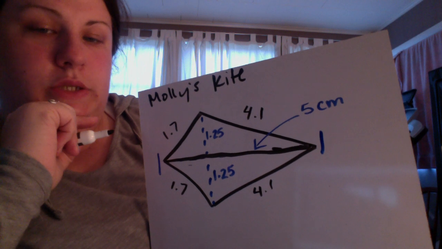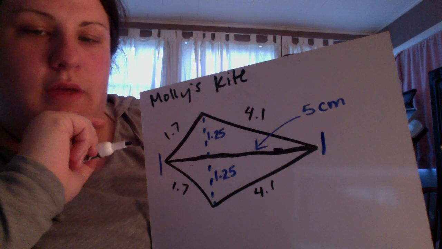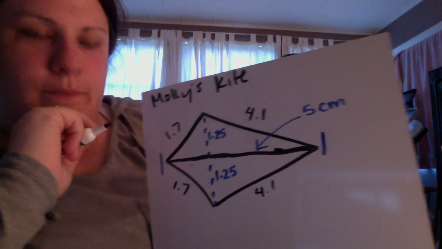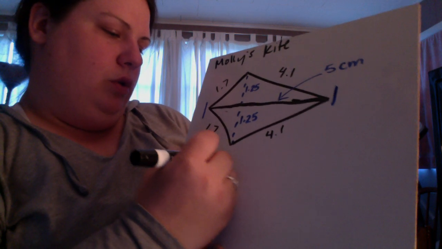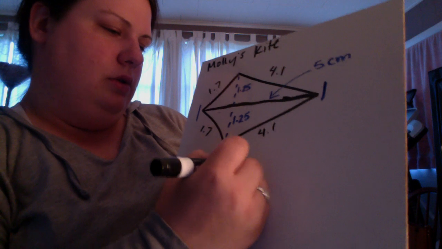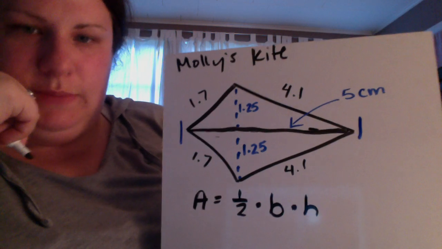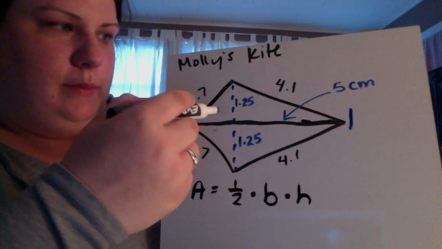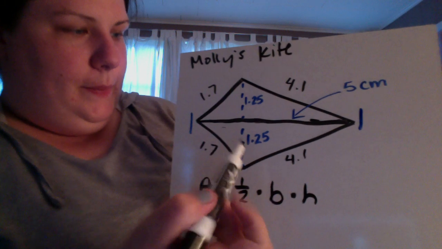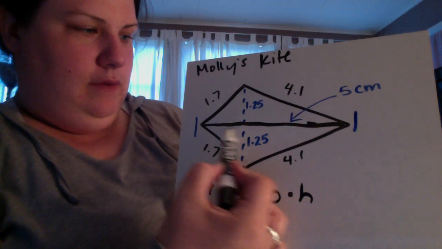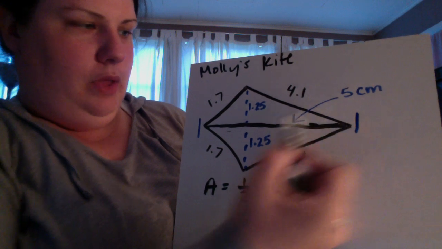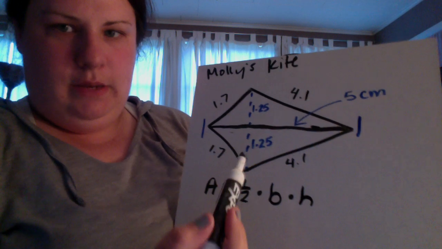So all we need to do is find the area of one of them and then add it twice. So let's go ahead and find the area. The area of a triangle is 1/2 times the base times the height. So let's look at the top triangle to start. Our base goes all the way from here to here. And I didn't have enough room, so I drew this arrow. That length is 5 centimeters.